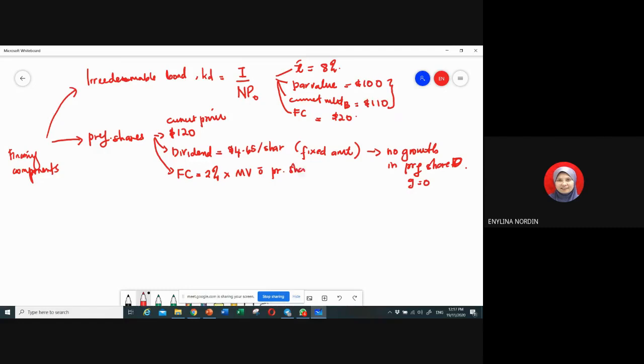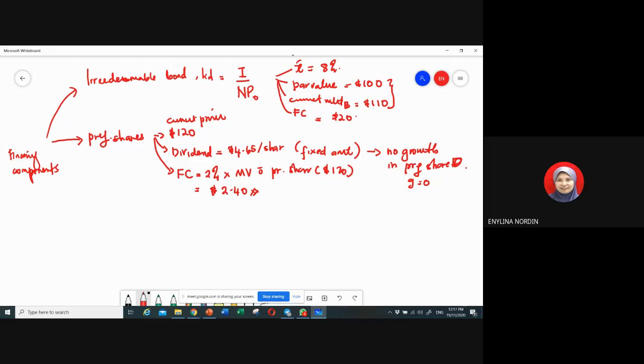Okay. So what is the market value of the preference shares? 120. So therefore, the flotation cost is going to be how much? 2 ringgit and 40 cents. Right, 2% of 120, 2 ringgit 40 cents.